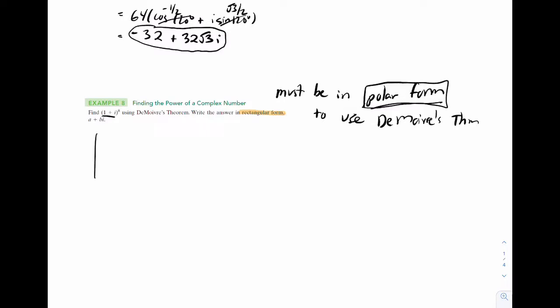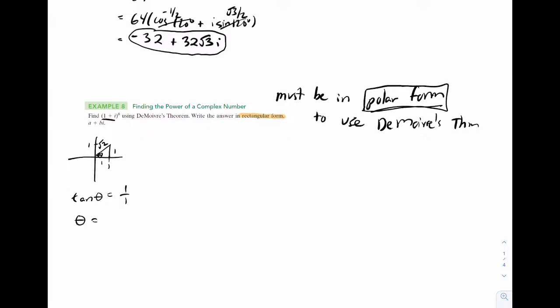I'm going to draw a quick triangle here and graph it. You go 1 that way, 1 up, because it's 1 plus 1i. Here's our triangle, 1, 1, and now we can see our hypotenuse, root of 2, which means this is an isosceles triangle, or we can just use tangent. If you're looking for your angle, tan theta is simply 1 over 1. You're in quadrant 1, so theta should be 45 degrees. Now we're going to use this information to convert it.